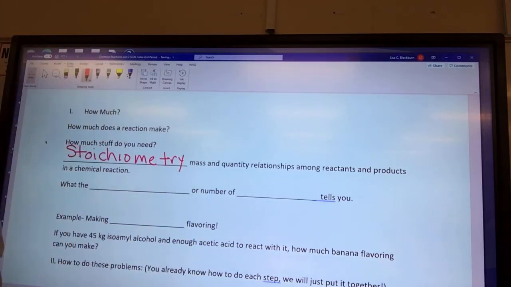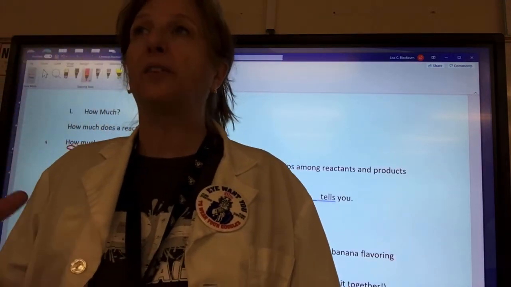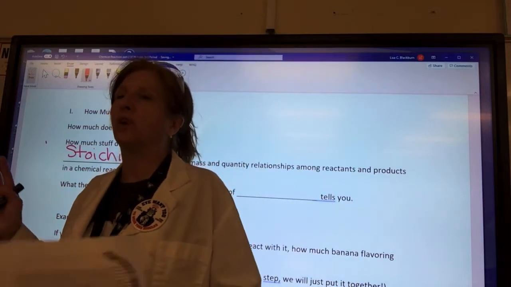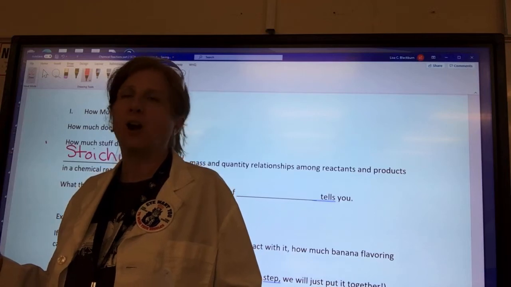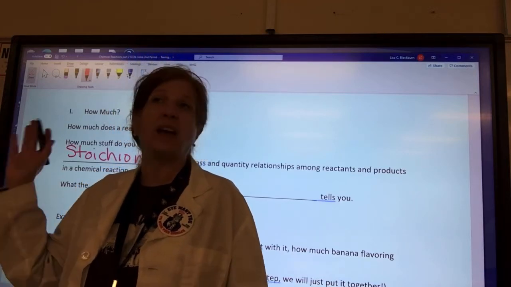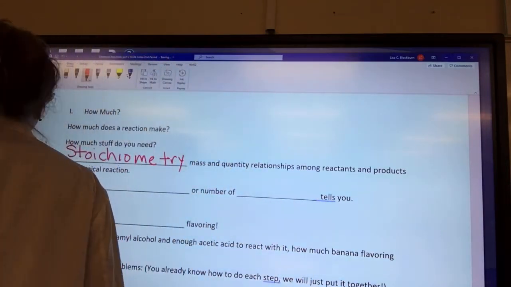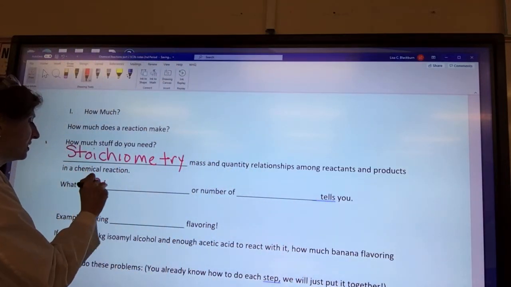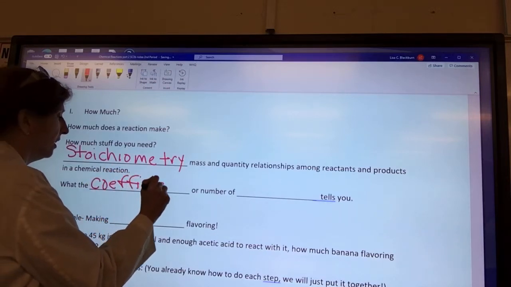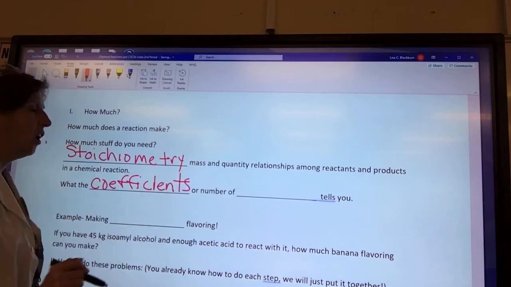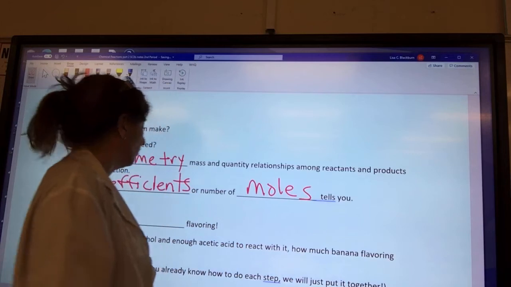Okay, and I already told you that our reactions are like recipes. And what do you have to do for a reaction? What did we do in our last test? What did we do to them? Always have to do this to your chemical equations. It starts with a B. Balance. You got to balance them. So it's what the coefficients, those numbers you write in a balanced chemical equation, or number of moles, that's the same thing, tells you.